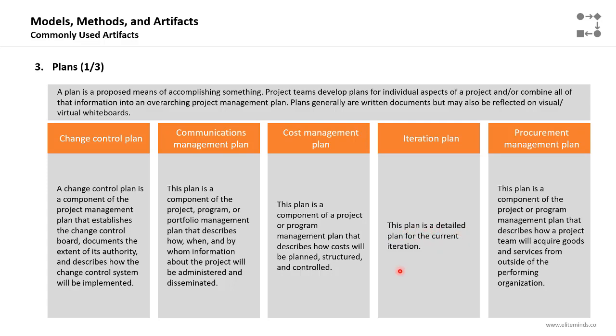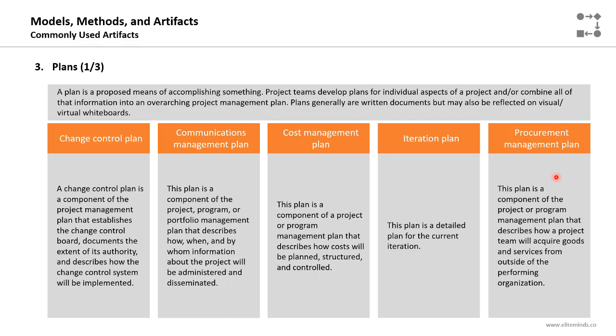It's the outcome of the iteration planning meeting conducted before the kickoff of the iteration, where the development team will select the items from the product backlog that they believe they will be able to commit to during this iteration. So this artifact is an output of the iteration planning meeting.